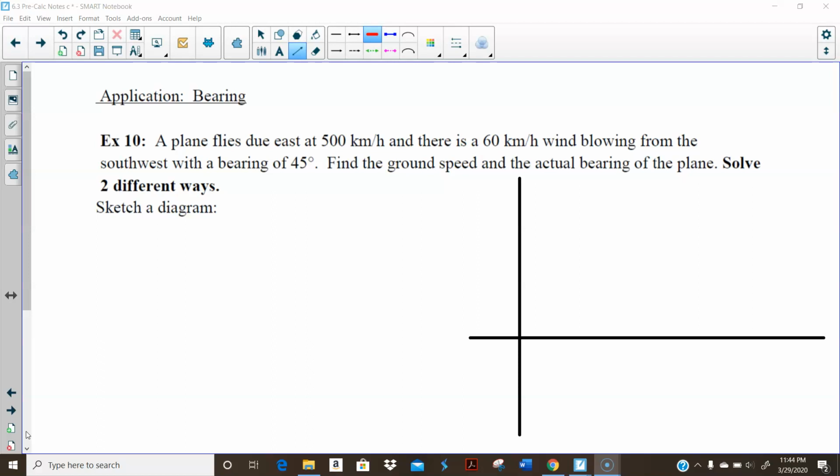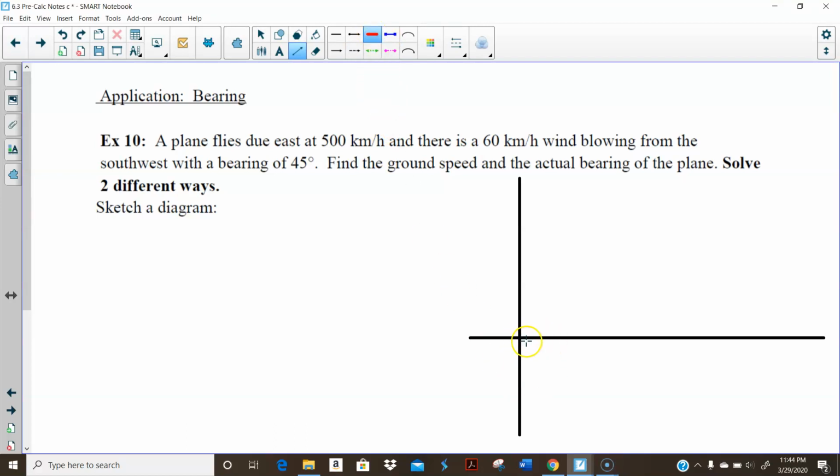A plane flies due east at 500 kilometers per hour, and there is a 60 kilometer per hour wind blowing from the southwest with a bearing of 45 degrees. Find the ground speed and the actual bearing of the plane. Solve in two different ways. So the first way we're going to solve, let's go ahead and draw this.